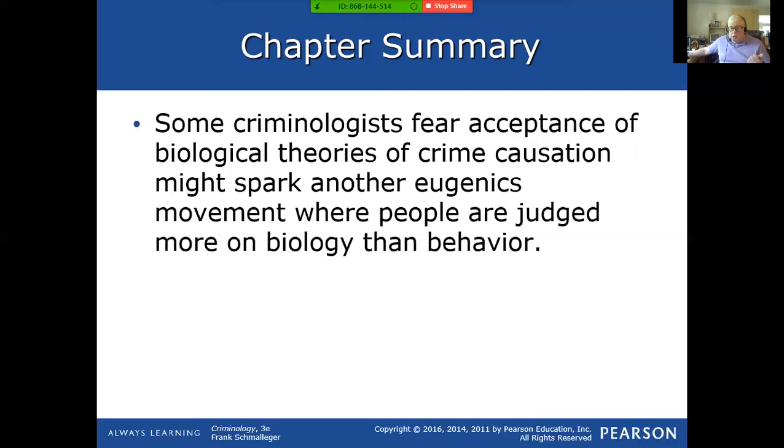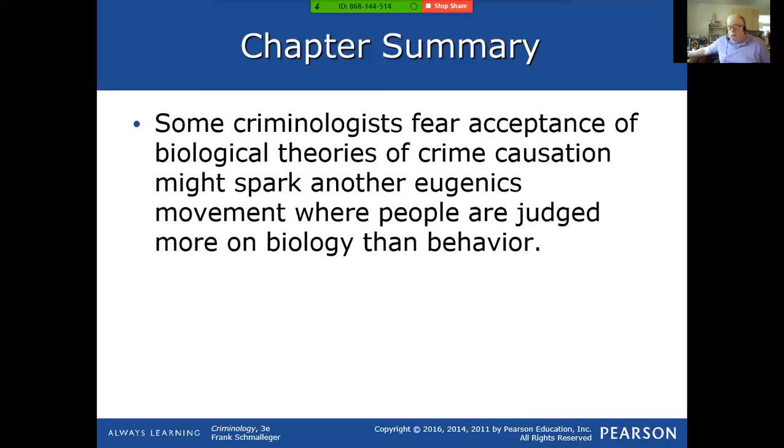We also discussed eugenics. Some criminologists fear that if we accept biological theories of crime, and that issue is going to be going on today with some of the newer stuff in biological theory, that we might have another round of eugenics where we say, hey, if we can really say that people with a damaged prefrontal cortex are more likely to commit crime, maybe we should put them all on an island somewhere. Or if they come up with some kind of feature that most people who are criminals have, do we separate them from society? Do we not allow them to reproduce to continue that line?